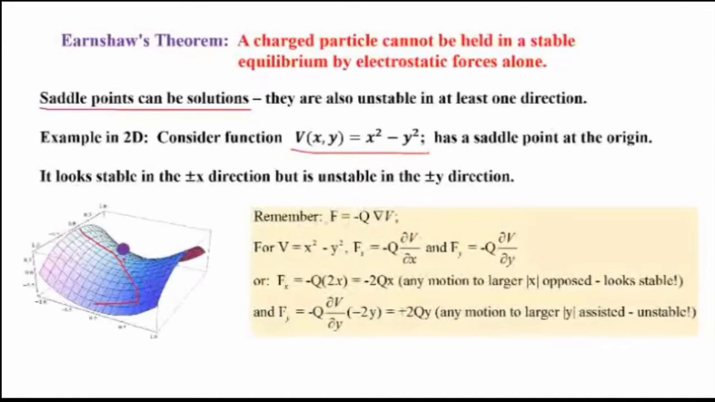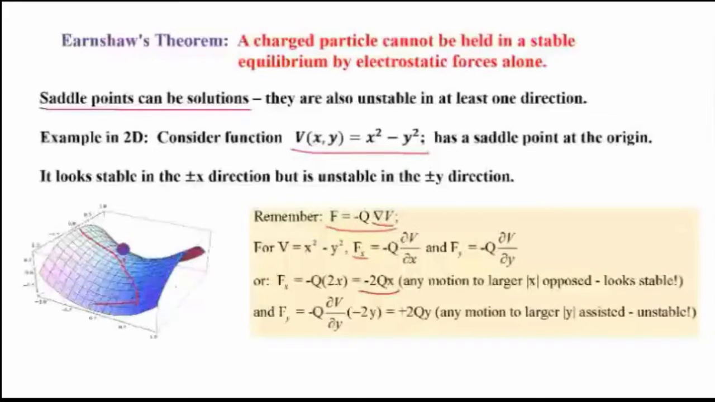One way to look at it are the forces. The forces are equal to minus the Q, so let's call that a capital Q, times the gradient of the potential. So for this particular potential, the x direction has a gradient equal to dV/dx with a minus sign will give us a force, and the same for F sub y. So putting in our potential, we end up that the force in the x direction is minus 2Qx, and so any motion to a larger absolute value of x is opposed, so that it looks stable.